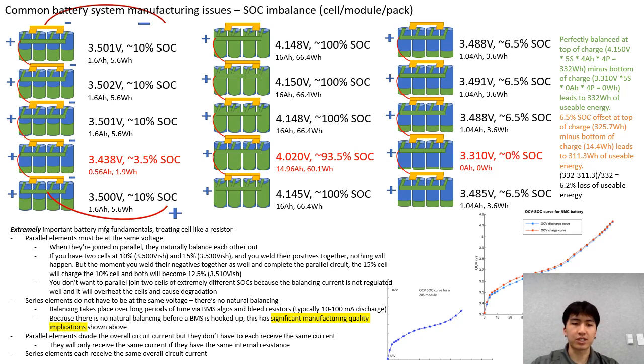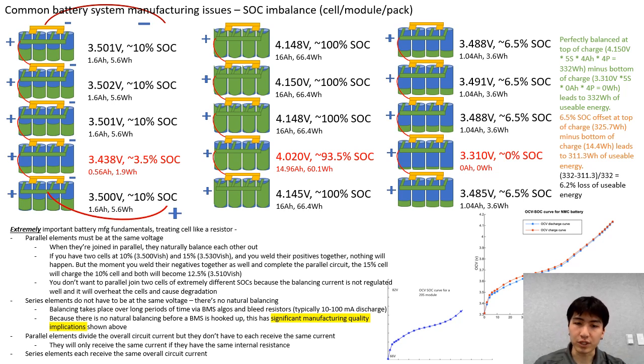Now the second principle is that series elements do not have to be at the same voltage, and there's no natural balancing that occurs. By series elements, I mean cells that are in series with each other or cell groups that are in series with each other. Balancing is artificial and has to take place over long periods of time via the battery management system algorithms. What the battery management system, BMS, will do is use bleed resistors to bleed out the capacity in series elements that are a little bit higher.